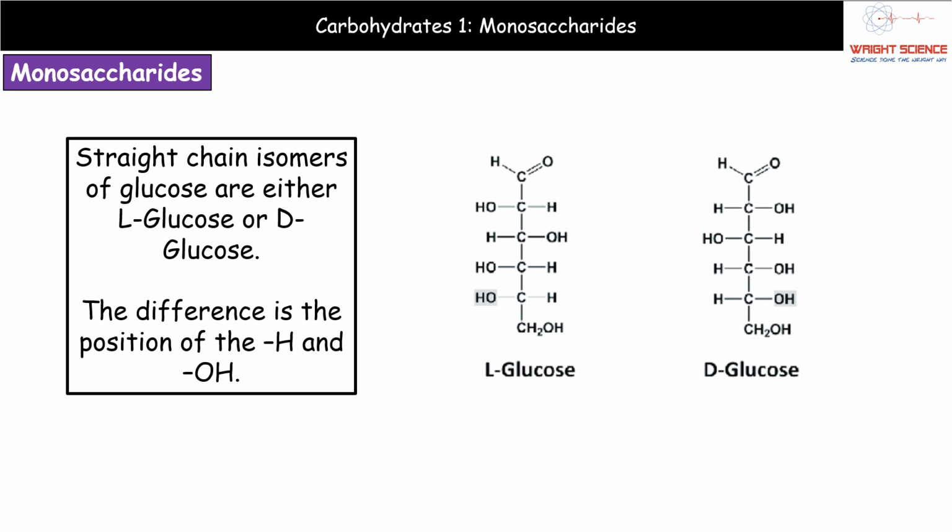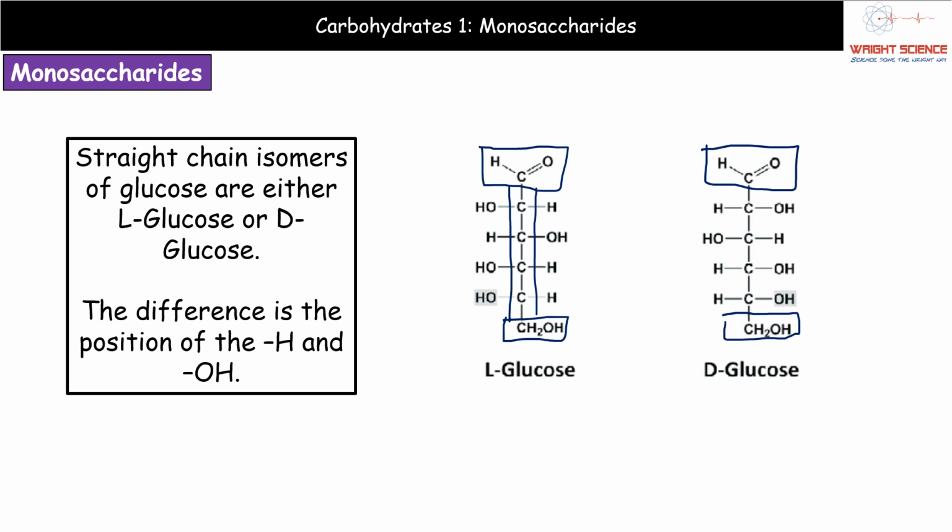So if we actually have a little look at them, then if we start at the top, we can see that that bit at the top is exactly the same. If we look at the bottom, again, they are exactly the same. If we look at the middle section, we've got that little backbone of all the carbons running down, exactly the same. So where do we get the difference?